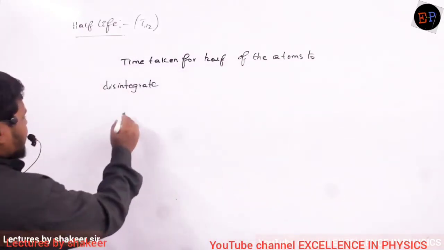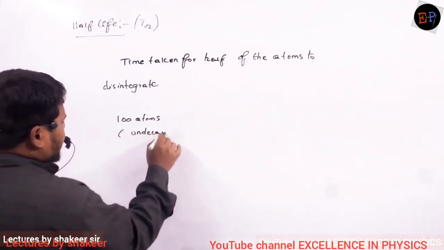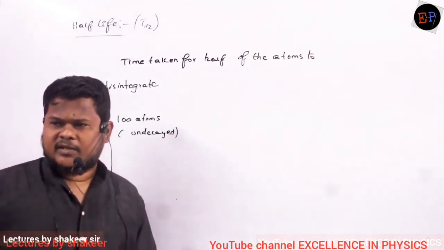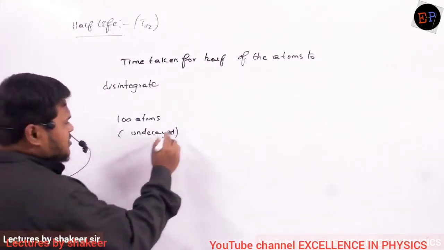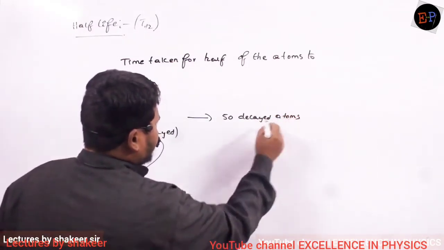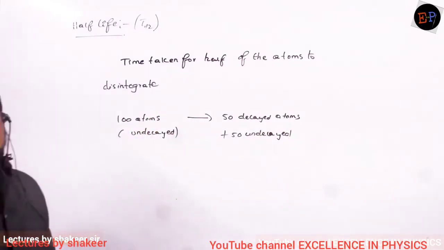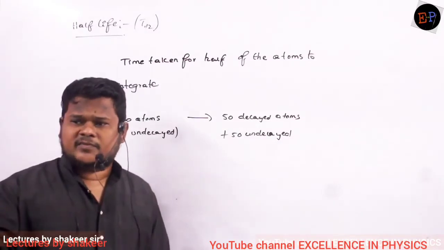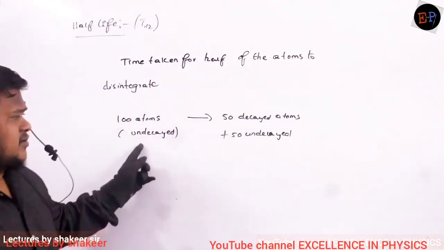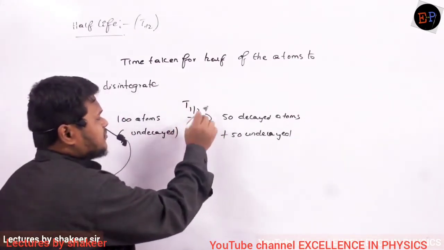So what is the meaning of this? Let us see. For example, we have 100 atoms which are undecayed. Undecayed means they have not emitted alpha, beta, or gamma. Then these 100 atoms should convert into 50 decayed atoms plus 50 undecayed atoms. So half of the atoms should disintegrate. What is meant by disintegration? Either emission of alpha or emission of beta. If alpha is emitted, it is called disintegration. If beta is emitted, it is also called disintegration. So 50 atoms should be undecayed and 50 atoms already decayed. Then this time taken is called half-life. Are you able to understand?